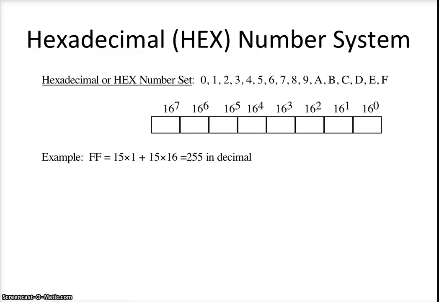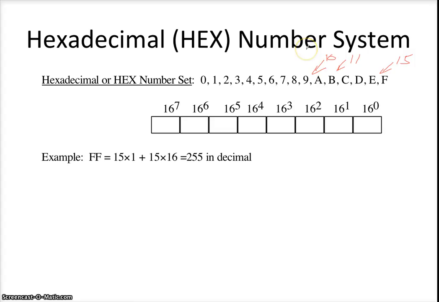Hexadecimal. All right, hexadecimal is base 16, right? So there's going to be 16 symbols. These 16 symbols are 0, 1, 2, 3, 4, 5, 6, 7, 8, 9, and A, B, C, D, E, F, okay? So A is the equivalent of decimal 10. B is the equivalent of decimal 11. F is the equivalent of decimal 15, all right?